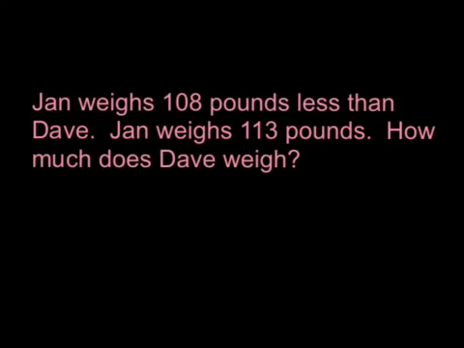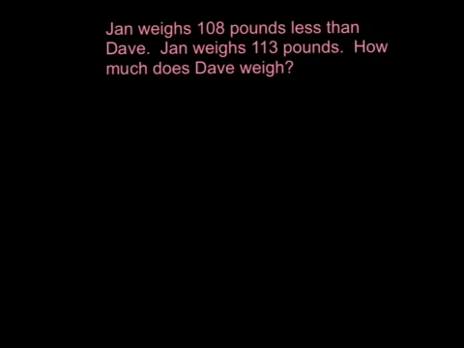Let's do another example. Jan weighs 108 pounds less than Dave. Jan weighs 113 pounds. How much does Dave weigh? Let's follow the same steps that we did before. So first we have to draw our arrow. We know that our big number is going to go on the right and our small numbers are going to go on the left. So let's figure out what the big number is going to be.